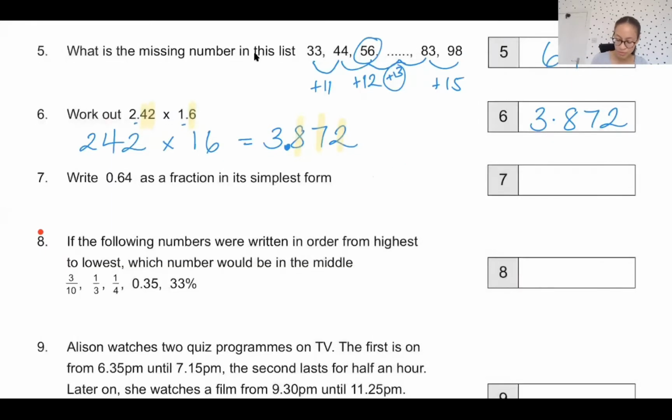So we have 64 over 100, and do not forget to simplify. 64 and 100 both divide by 4, although if you hadn't spotted that, you could divide by 2 and then divide by 2 again. And you get 16 over 25. And that's as far as that fraction will go. So our answer is 16 over 25.